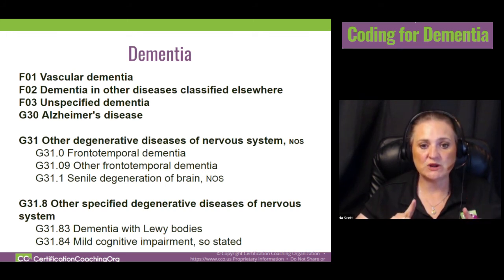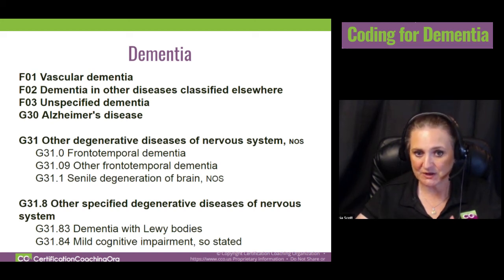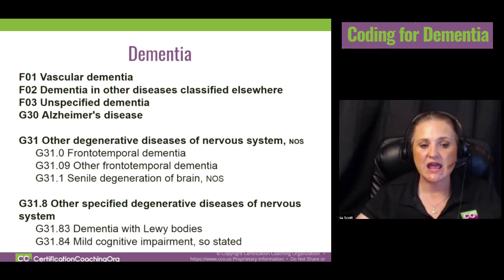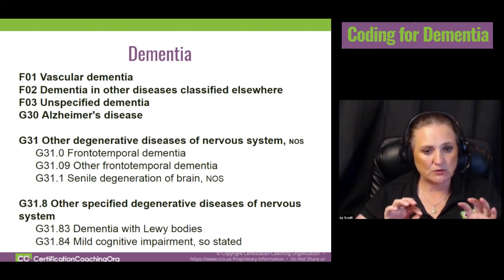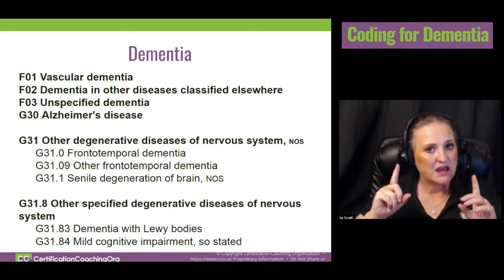Okay, so then I took the G31 and looked at G31.8 because this is important. These are two really common ones that I see in charts. G31.83, dementia with Lewy bodies. Okay, and we're going to talk about what that means, how they know it's Lewy bodies, and mild cognitive impairment, G31.84.